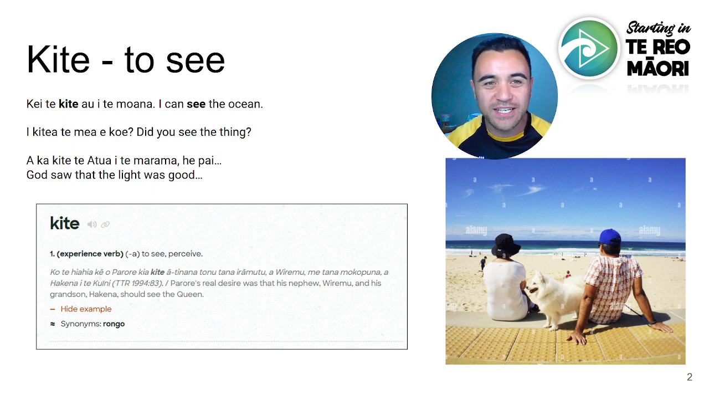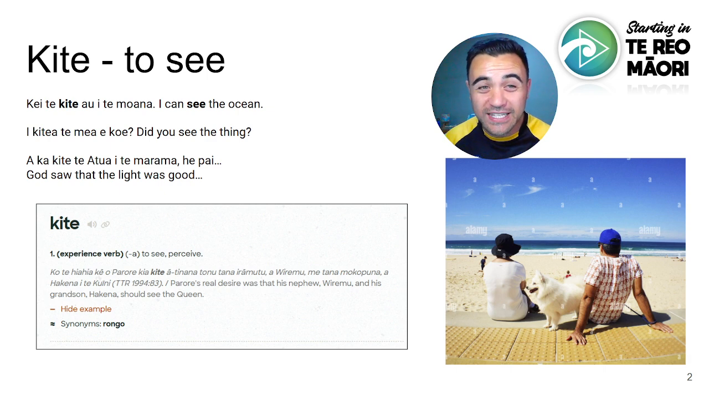And I've got some examples here. I've got a nice, beautiful stock photo here of some lovely people sitting at the beach. They can see the ocean. Kei te kite au i te moana. I can see the ocean. Kei te kite raua i te moana. They can see the ocean. These two can see the ocean. I kitea te mea e koe. As a question, as a pātai. Did you see the thing?